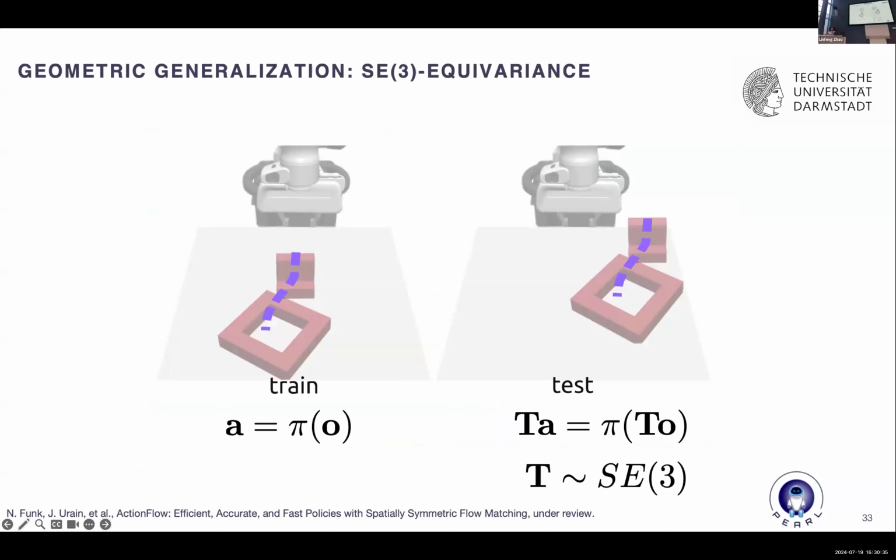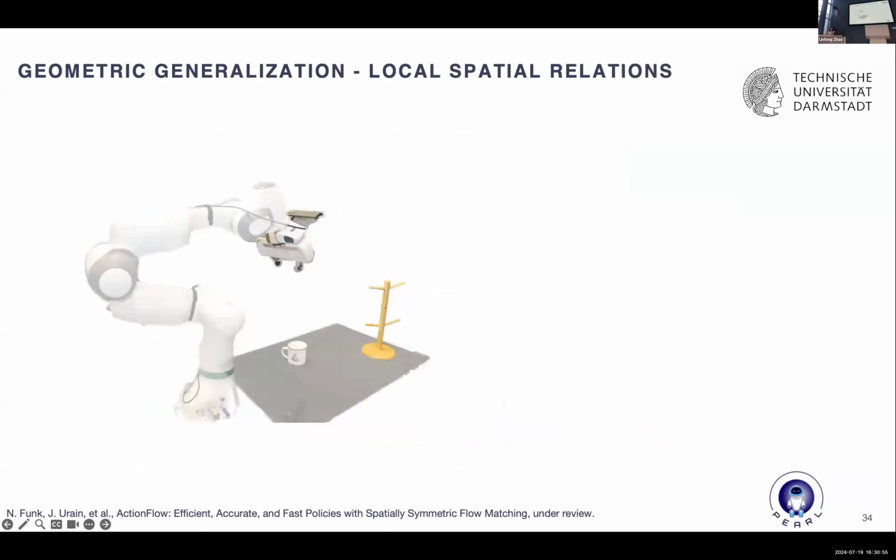How do we now induce generalization? We want to have SE(3) equivariance. I think we already understood what equivariance means. If you transform your observations in SE(3), you want your actions to also transform equally. Now, how do we do this? We were inspired by works from protein folding. We took a look at what is happening in AlphaFold, for example, and we proposed a new architecture that can give you equivariant policies.